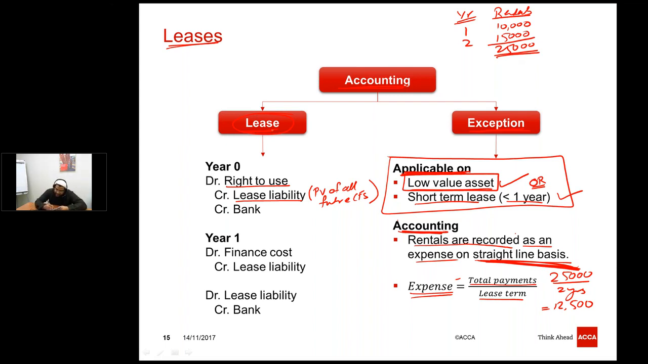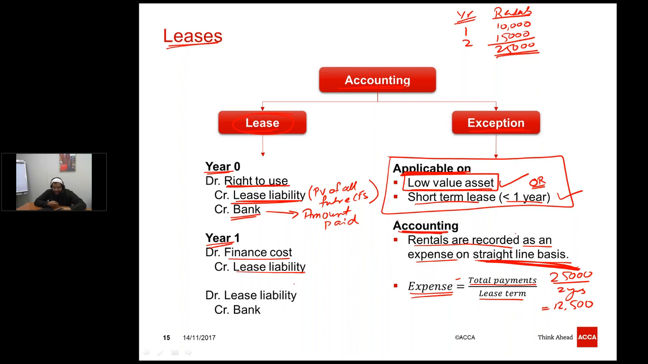So in a normal lease, the accounting is right of use asset debit, lease liability credit by the present value of all future cash flows, and bank credit by any amount which has already been paid. Now this is the entry for year 0, which is also a part of year 1, at the start of year 1. And then at the end of year 1, we are going to record the finance cost debit and the lease liability credit.